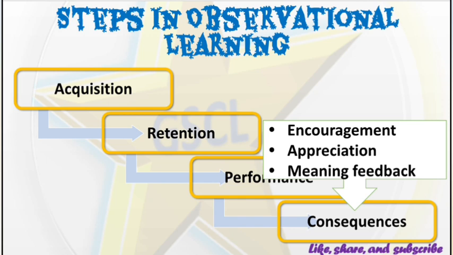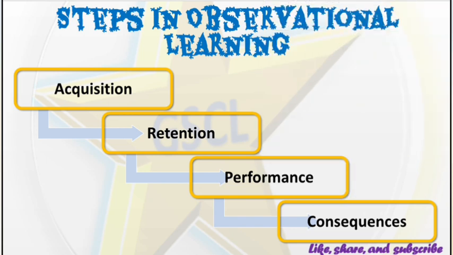It could lead to strengthening of the display of behavior or weakening of display of behavior, or improvement by discarding that which does not serve and keeping the behavior that is useful. These are the 4 steps in observational learning: acquisition, retention, performance, and consequences.